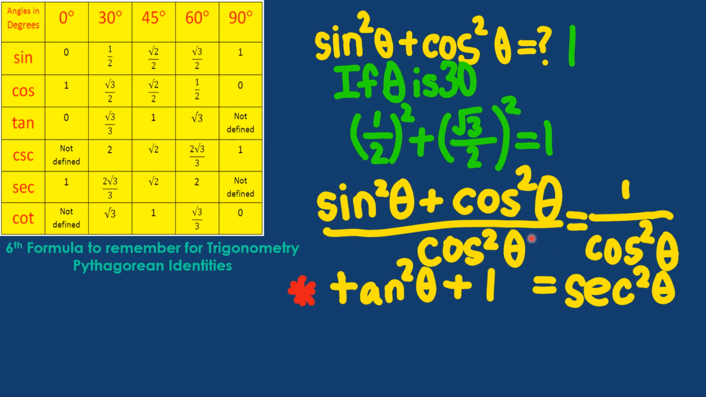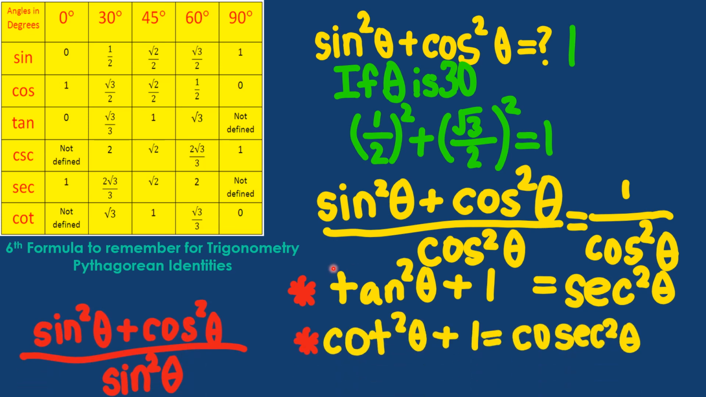If I divide this by cosine square theta, so cosine square divided by cosine square is equal to 1. Now if I've told you that sine divided by cosine is tan, so sine square theta divided by cosine square theta is tan square theta. And I divide 1 by this side. So 1 divided by cosine square theta, which is the reciprocal, is secant square theta.